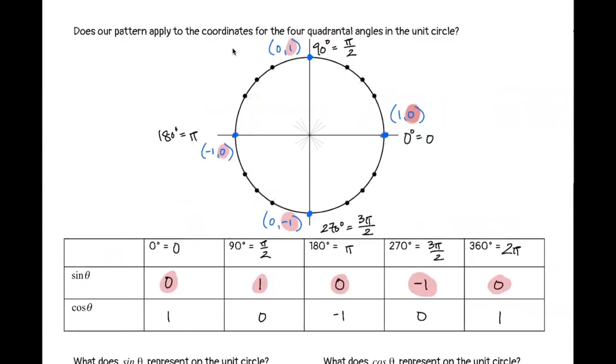So if I go back to the circle, oops, let's pick a different color. All right, cosine of 0. Oh, yeah, at 0, that's the x value. Cosine of pi over 2 is 0. Cosine of pi is -1. Cosine of 3 pi over 2 is 0. And when we get back to 2 pi, it is an x value of 1.